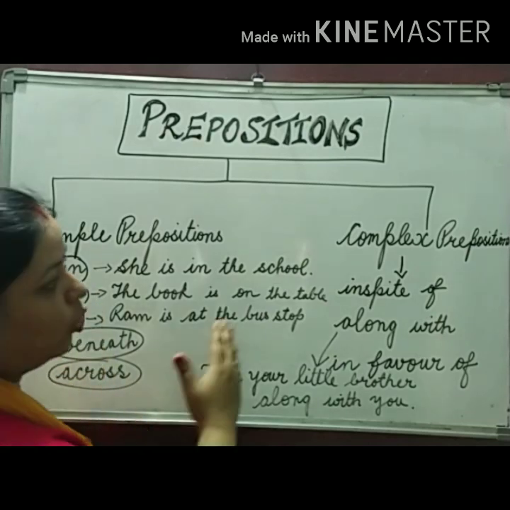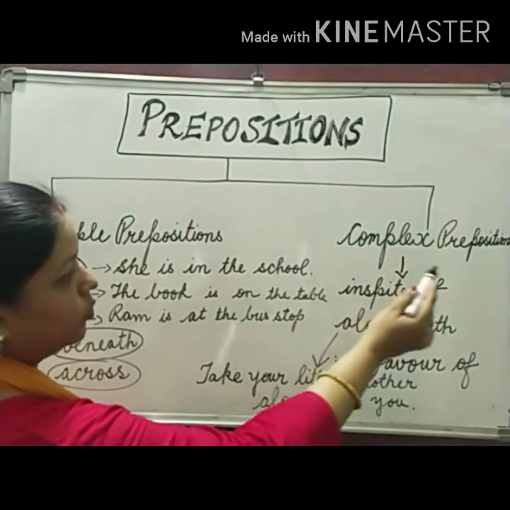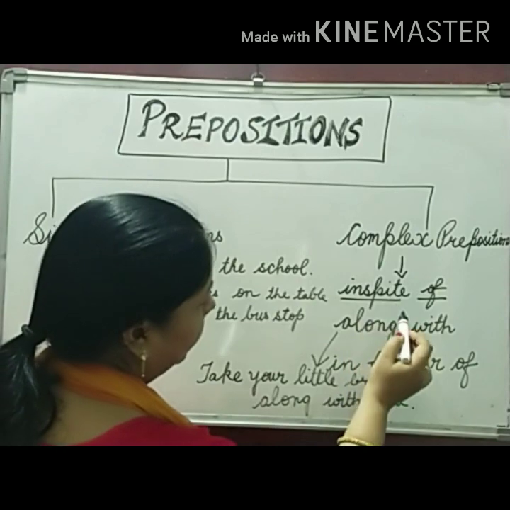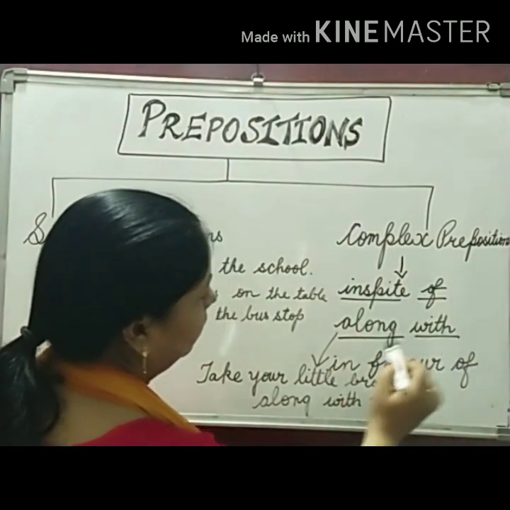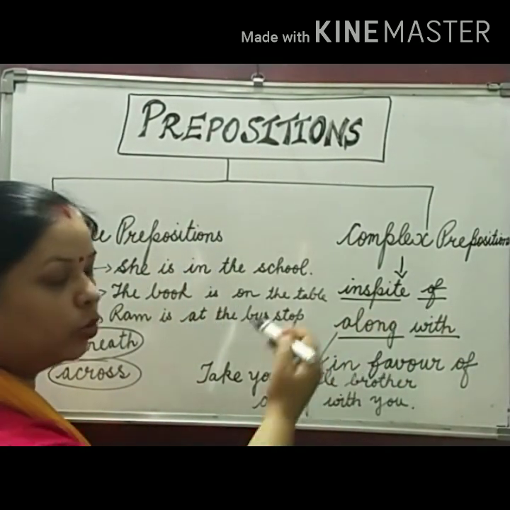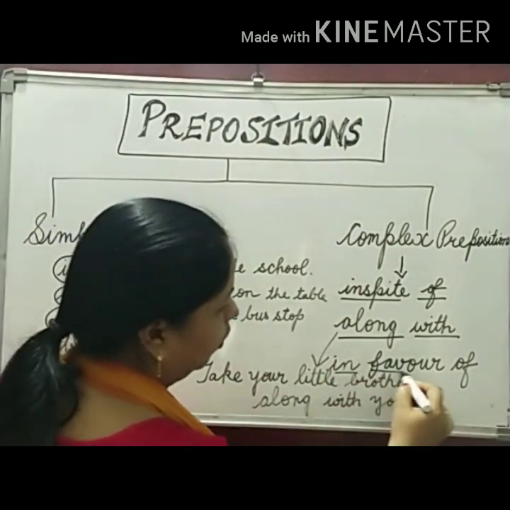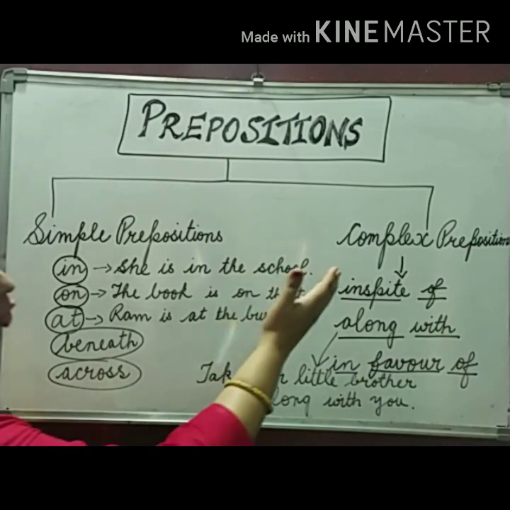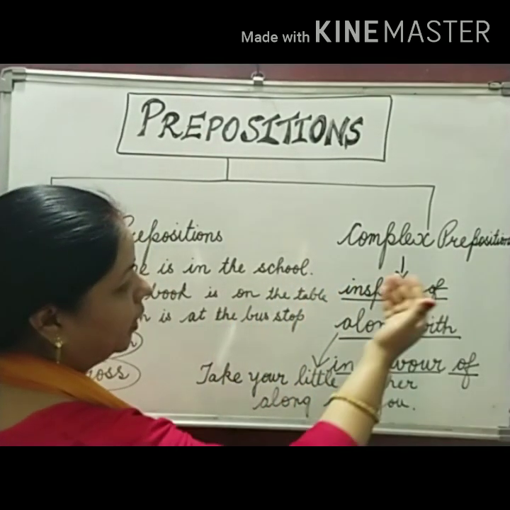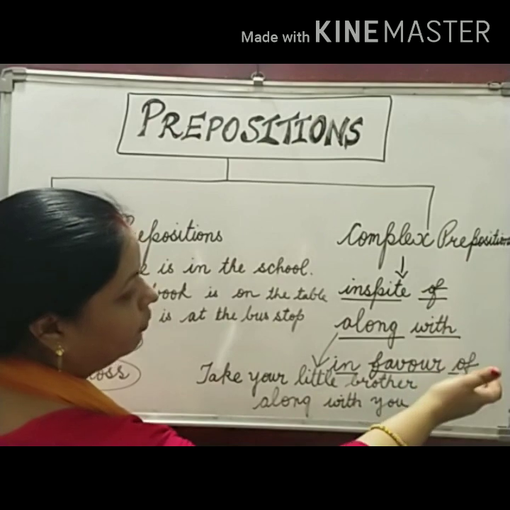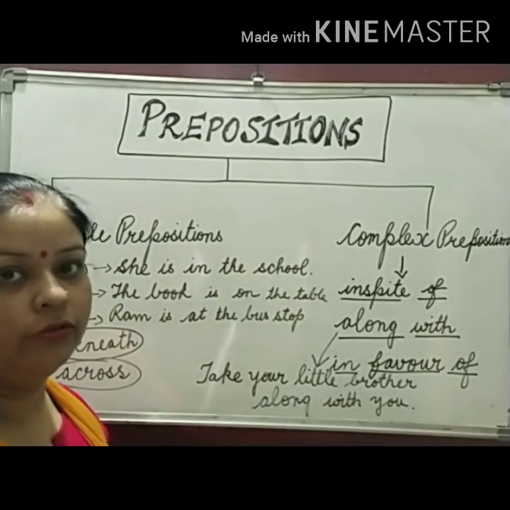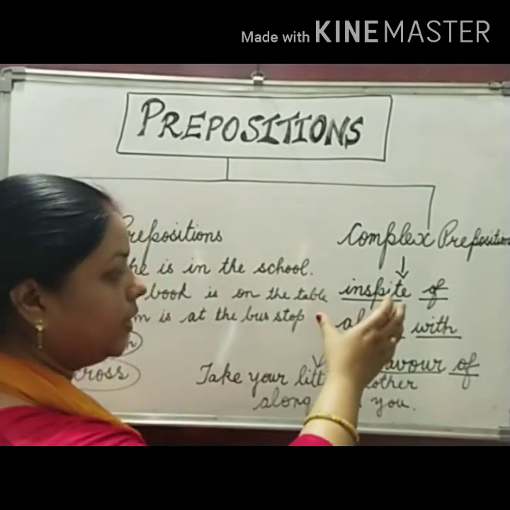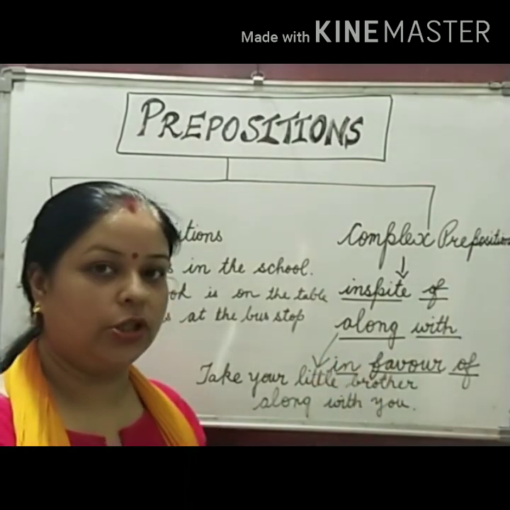And just the opposite of it, complex prepositions have more than one word. They are made up of more than one word, two words or more than that. That's why they are called complex prepositions. Some examples of complex prepositions are in spite of, along with, in favor of, in front of, despite of, and many more. So all these are called prepositions.